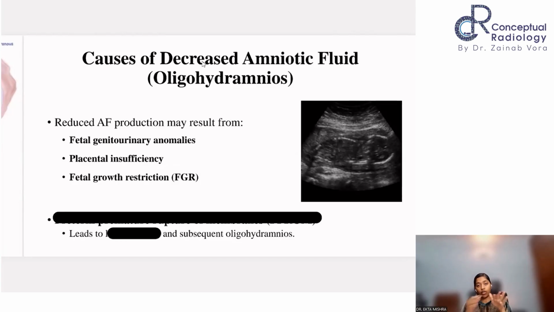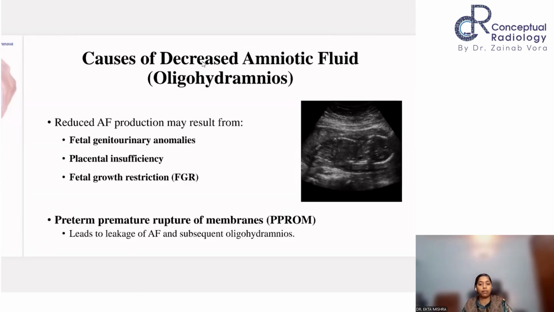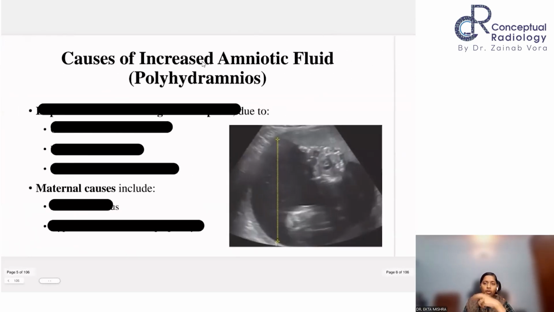But if there is an acute decrease, everything was going fine, suddenly the liquor has decreased over a short span of time, you must ask the history of leaking PV. In that case, PPROM can be there. So history is important. What about if the liquor is increased? What are the structural abnormalities that you will think of? And give me a good maternal cause.